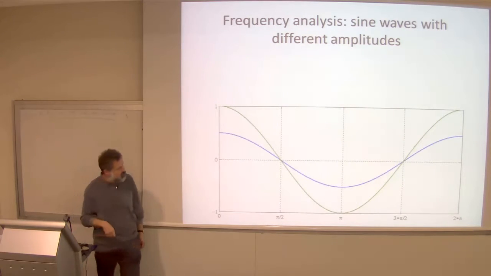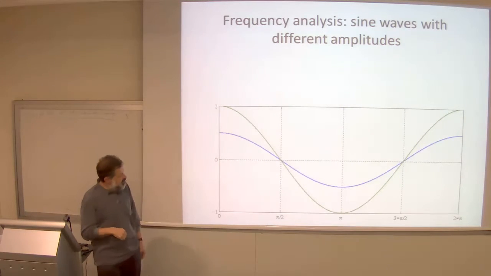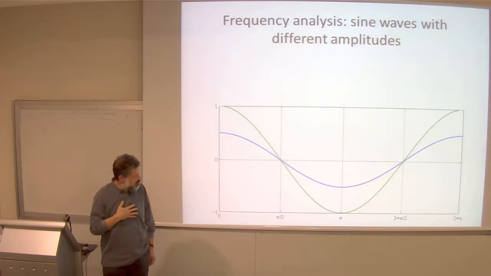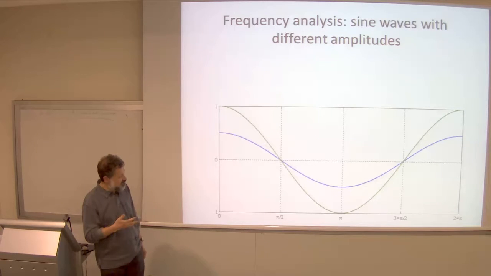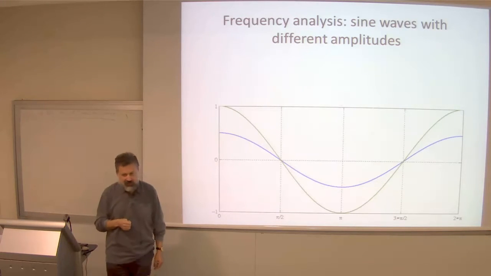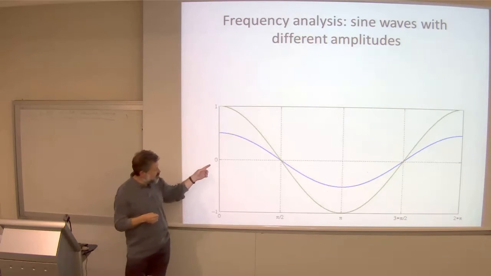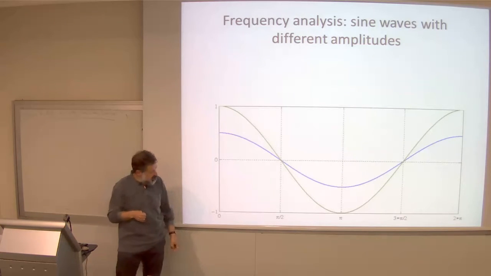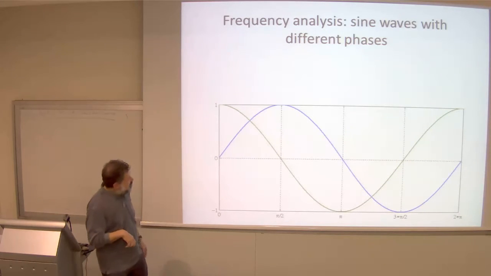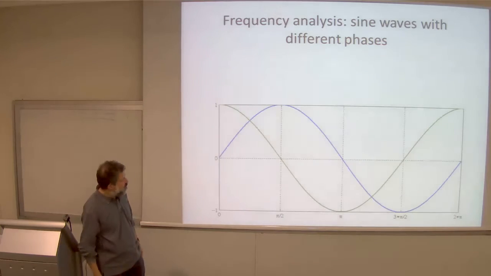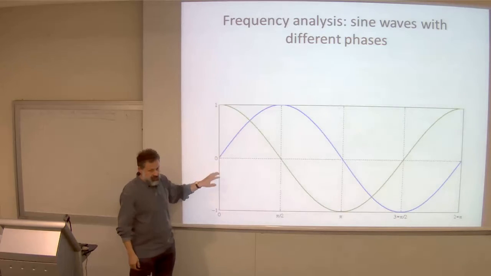Here's the second property. These are two sine waves that have the same frequency, but they are different. The thing that's different is their amplitude, in Hebrew, misra'at. So these are two sine waves with the same frequency and different amplitudes. And this is a third property that you need in order to define a sine wave. It's basically the position along the x-axis, along the time axis, and it's called phase. We talk very little about that.